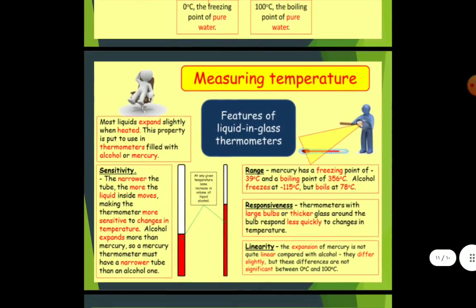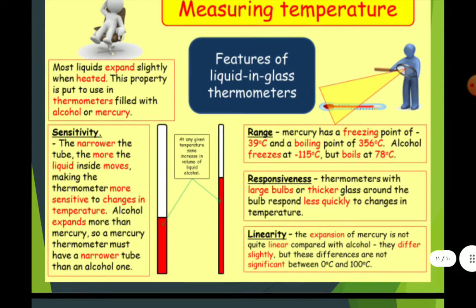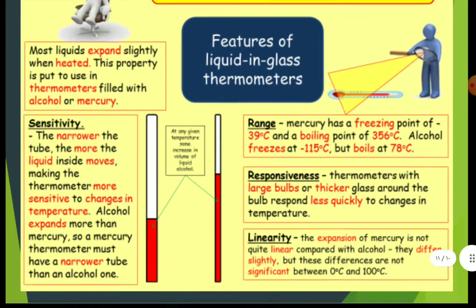Measuring temperature. Okay. Features of liquid and glass thermometers. Most liquids expand slightly when heated. This property is used in thermometers filled with alcohol or mercury. Sensitivity. Okay, we'll speak about the sensitivity. To make the thermometer sensitive, with a long scale, it should have a narrow bore tube and a large bulb.